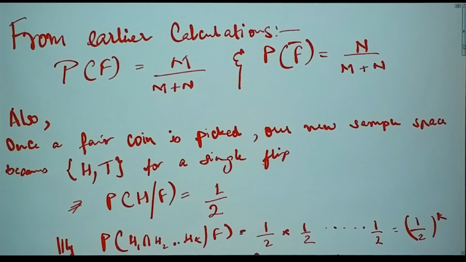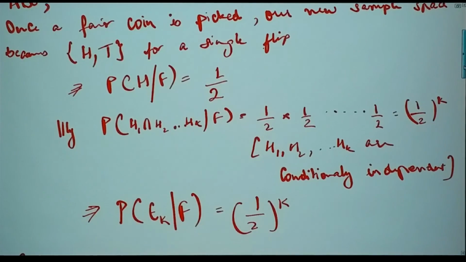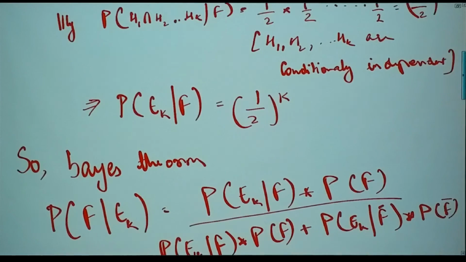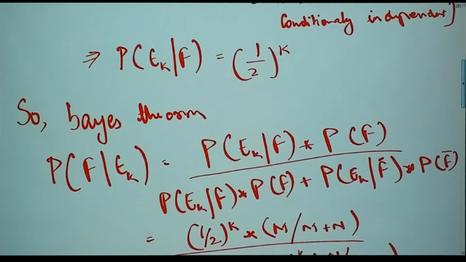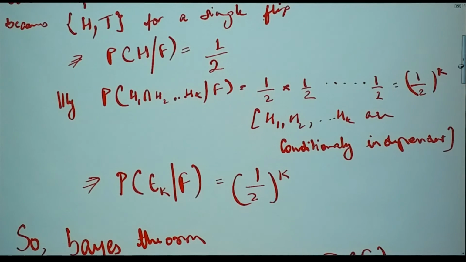So it's basically (1/2)^k. And similarly, once we pick an unfair coin, we know that both the outcomes are heads. So the probability of getting heads on any of our trials is 1. So now we have the probability of getting heads on both, given that we picked a fair or an unfair coin.